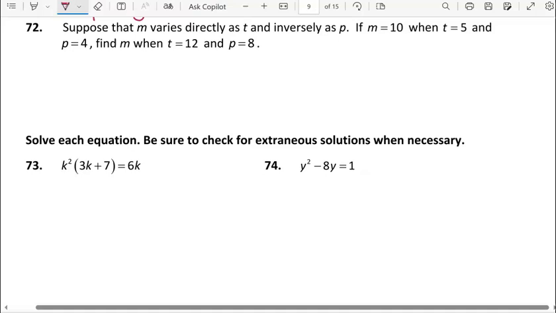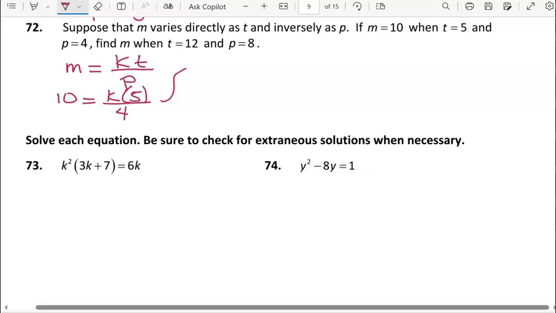In 72, suppose that m varies directly as t. I'm going to write that down. M equals k times t, and inversely as p, so divided by p. That's a relation of m with t and p in the same equation, so m depends on multiple variables. Now, we do know that m is 10 whenever t is 5 and p is 4.